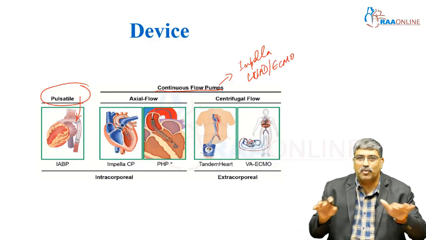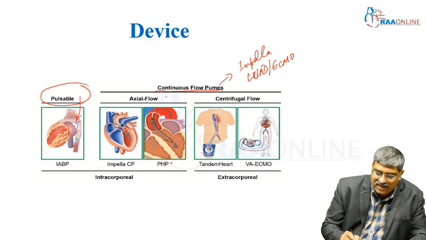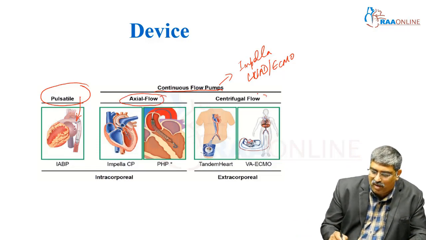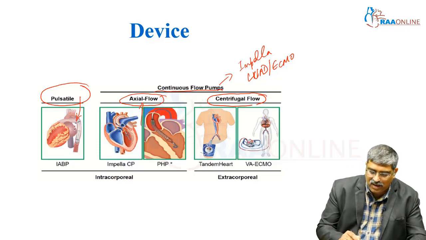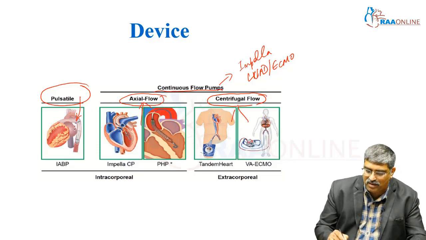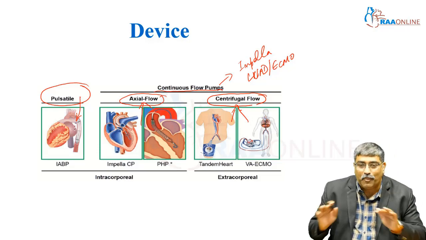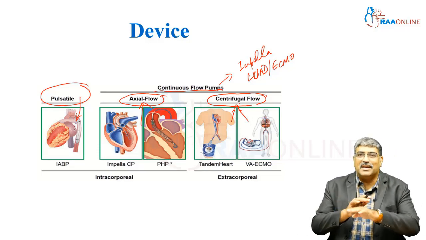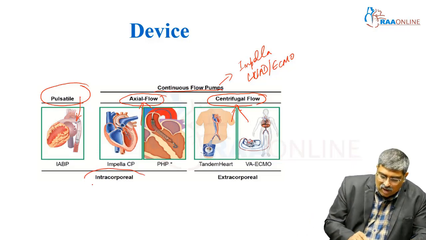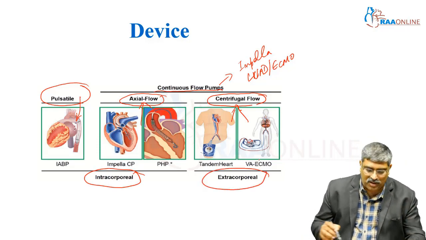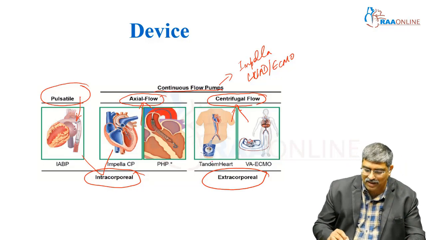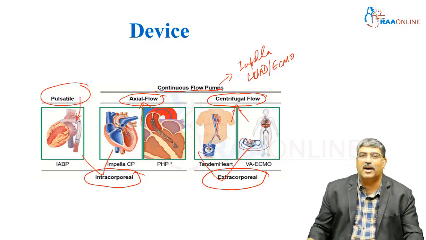This continuous flow pump can be further classified as axial flow pump or centrifugal flow pump. The Impella is axial flow, and LVAD and ECMO are centrifugal flow pumps. Apart from that, these can be classified as intracorporeal or extracorporeal. Here intracorporeal is IABP and Impella, and extracorporeal is LVAD and ECMO.